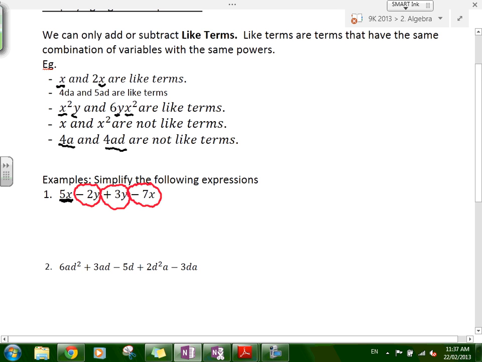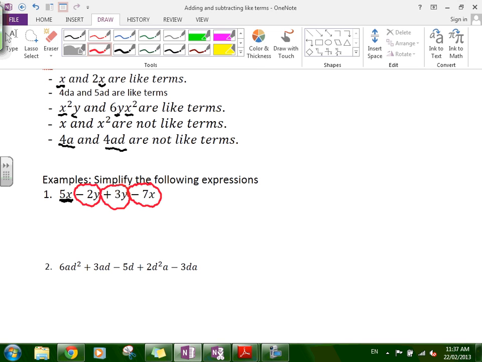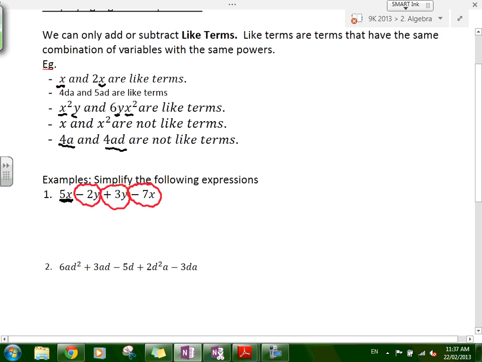If you think of it as individual groups with a sign there that you do the working on, it makes it much easier. So if we have 5x and then we have 7x, 5x minus 7x, what is that, Giles? 5x minus 7x. Minus 2x. Good, so minus 2x.